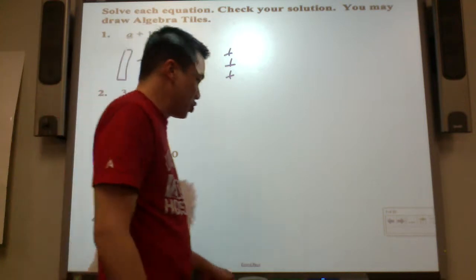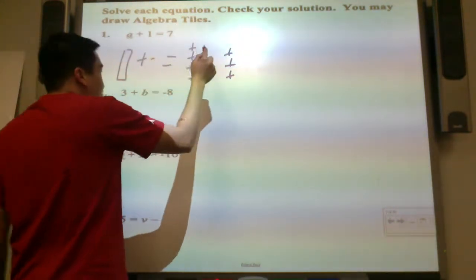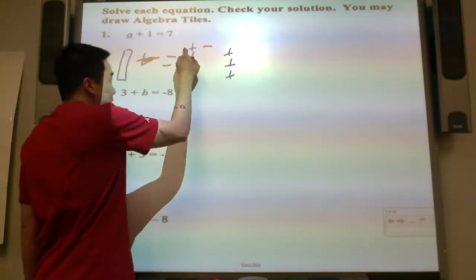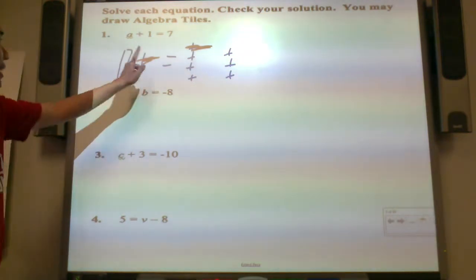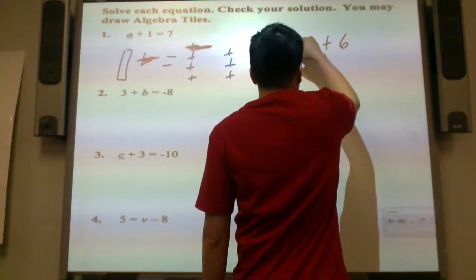Mr. Variable, or Mr. Symbol, I want to be by myself. So I need to draw a negative. But I need to balance out, so I need to draw a negative on the other side. Cancel. Zero out, cancel out. So A is equal to how many positive? A is equal to positive 6 or just 6.